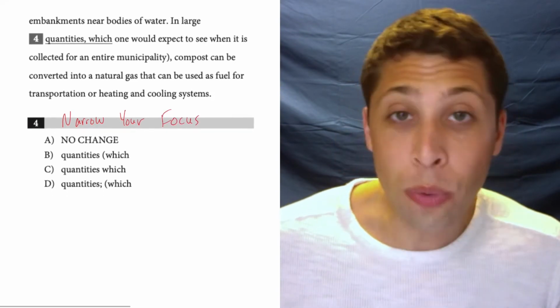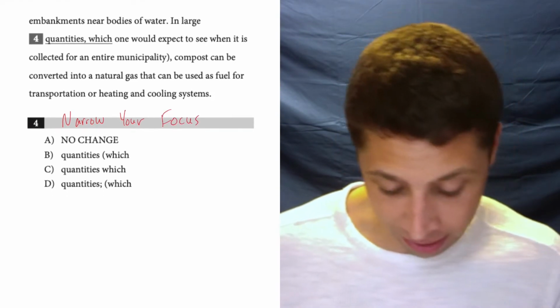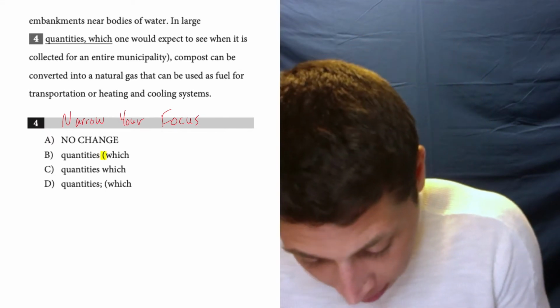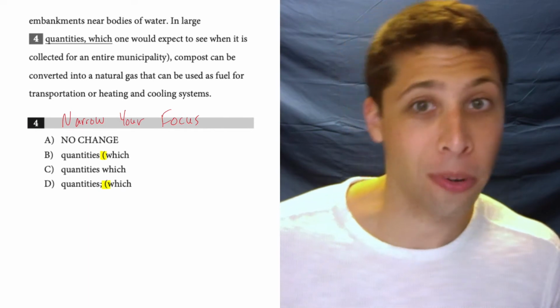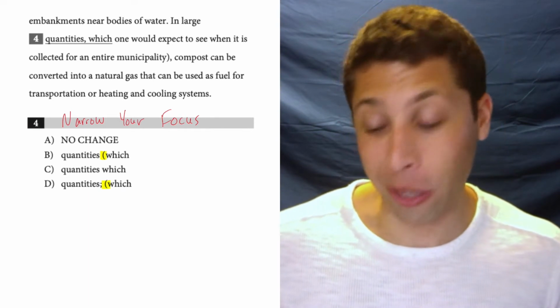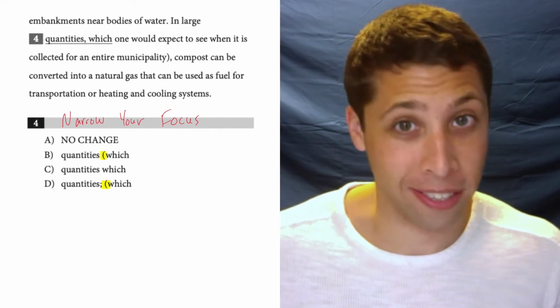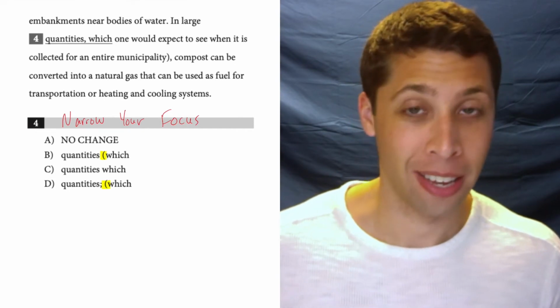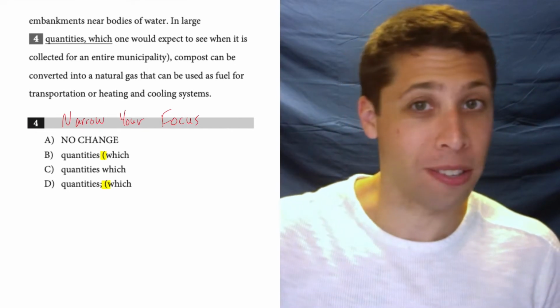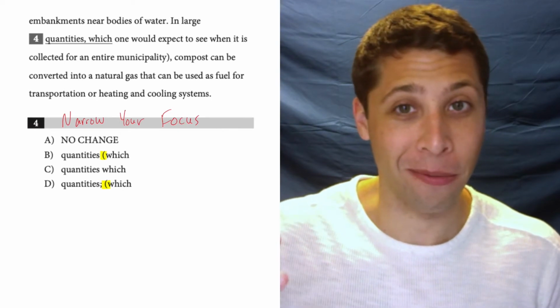So what do you notice first? What might be the easiest thing to deal with? Well, I notice some of these choices have a parentheses and others don't. And look, we don't talk a lot on the SAT about parentheses, but that's because the rules about parentheses are pretty obvious. If we open a parenthesis, then we need to close it.